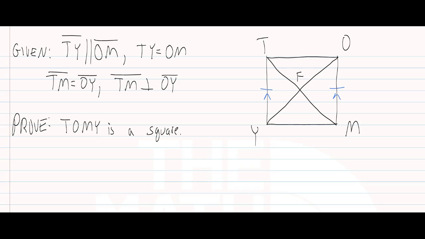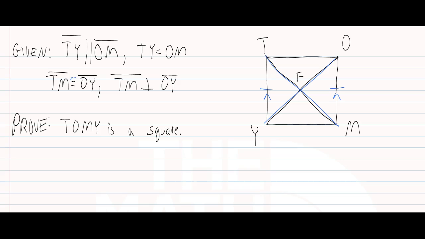Here's a proof proving that something is a square. First of all, what they're given, we have that TY is parallel to OM, TY is equal to OM. So with that, after we've claimed the given, we can say that TOMY is a parallelogram since we have one pair of sides that are parallel and congruent. Next, segment TM is equal to segment TO, which is congruent to segment OY, and that means that we can say that this is a rectangle since it's a parallelogram and we have congruent diagonals.